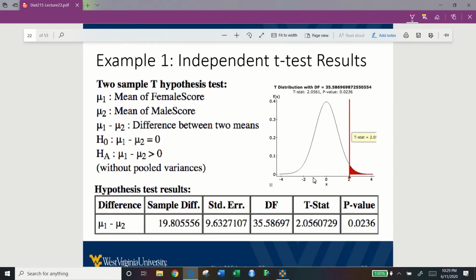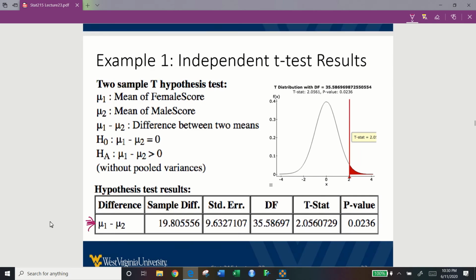Instead, we need to conduct our hypothesis test to say for sure. Once again, we can recall that mu1 is the mean of the female score and mu2 is the mean of the male score. Mu1 minus mu2 is the difference between. We have selected in our StatCrunch the appropriate hypothesis, and we did not check pooled variances. We then could click Compute, and we can be given the following hypothesis test results.